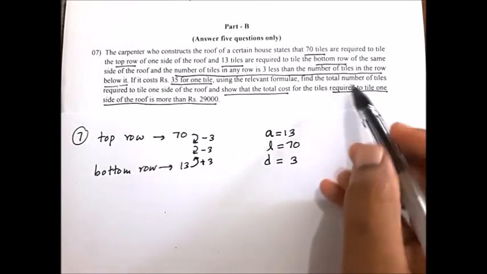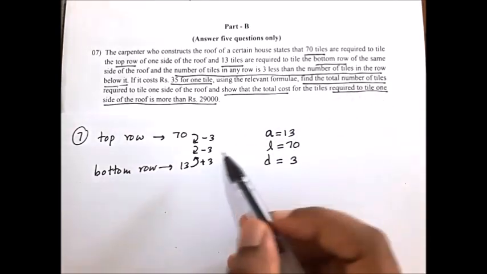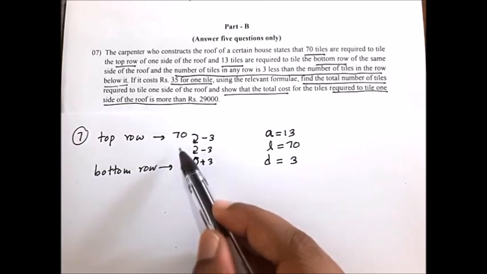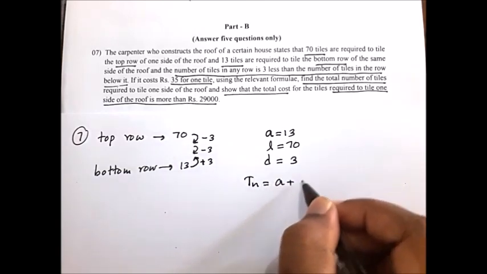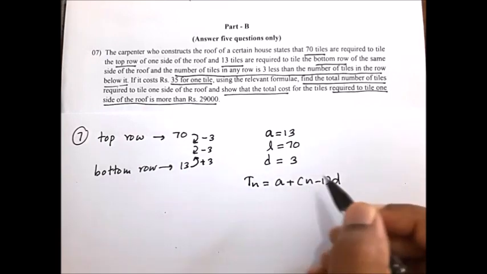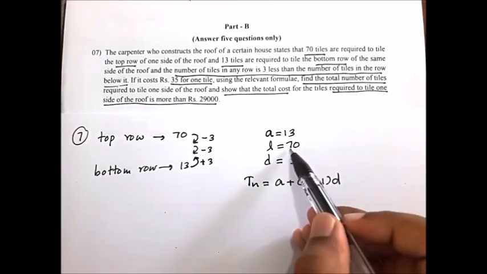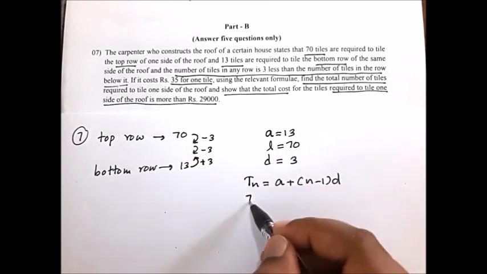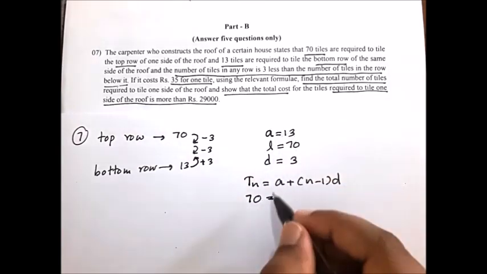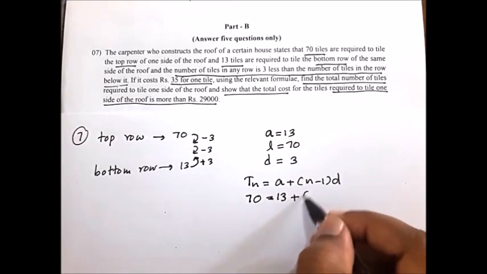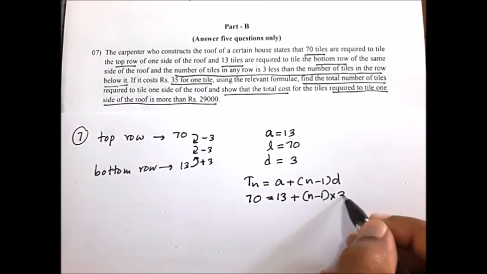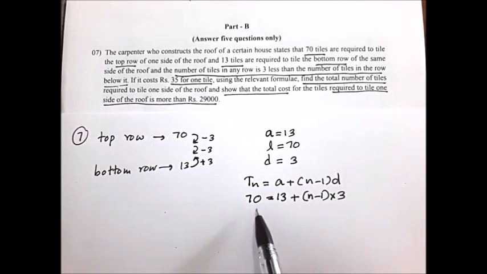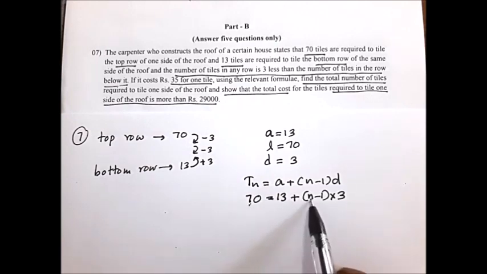Find the total number of tiles. First find how many rows there are. Take the equation Tn equals a plus n minus 1 into d. The last term is 70, so substitute 70 here. The first term is 13, to find the number of terms. The common difference is 3. Here the nth term is 70. The last term is 70. You have to find the number of terms.